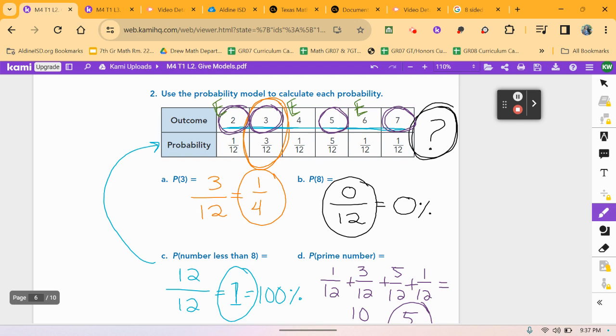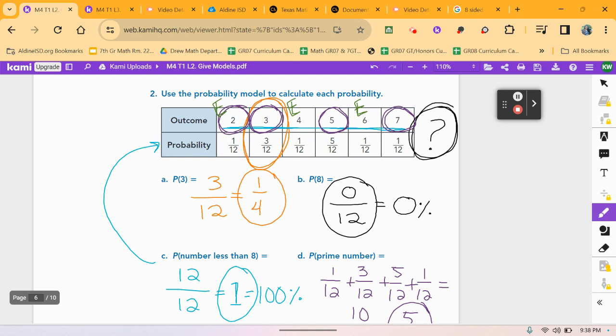Alrighty, let's compare our answers. So the probability of rolling a 3, as you can see in orange, I circled where the outcome was 3. That probability is 3/12. So that information I was able to take straight from the table. And 3/12 simplifies to be 1/4 if we divide the top and bottom by 3. Now, simplifying is also important here because in your practice, you will have to find the probability in simplest form. So always ask yourself, can this fraction be simplified?